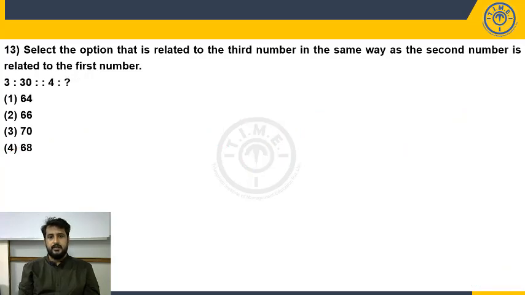Next, 3 is to 30 proportion, 4 is to dash. I'll give you 30 seconds. You may try it. 3 tens are 30, 4 tens are 40. Not available. 3 plus 27, 30. 4 plus 27, 31, not available. So think in a different way. 3 is to 5 square plus 5. 4 is to 6 square plus 6. 42. Not available.